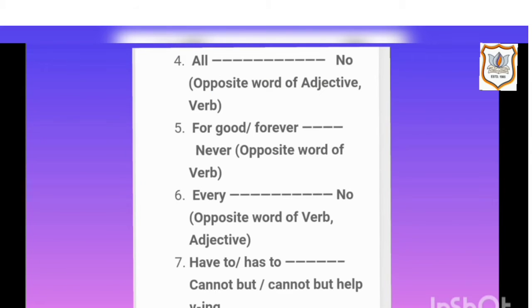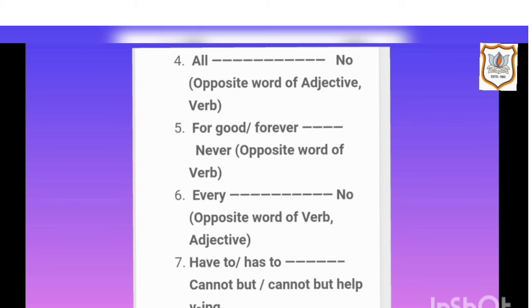Now the next rule is, when all is used in an affirmative sentence, we will change it to no when we have to change it to a negative sentence, and along with that again we will use the opposite word of adjective and verb given in the sentence. For example, all men are mortal. So we'll change it like no man is immortal.